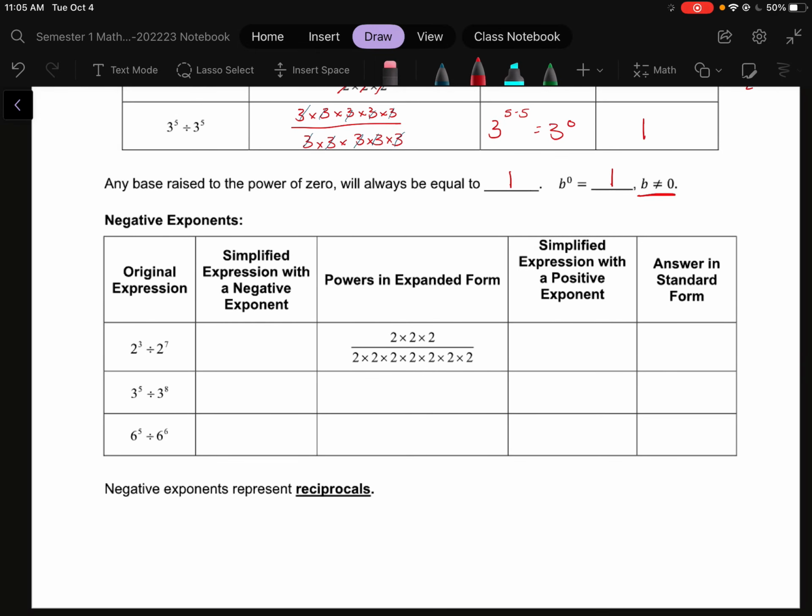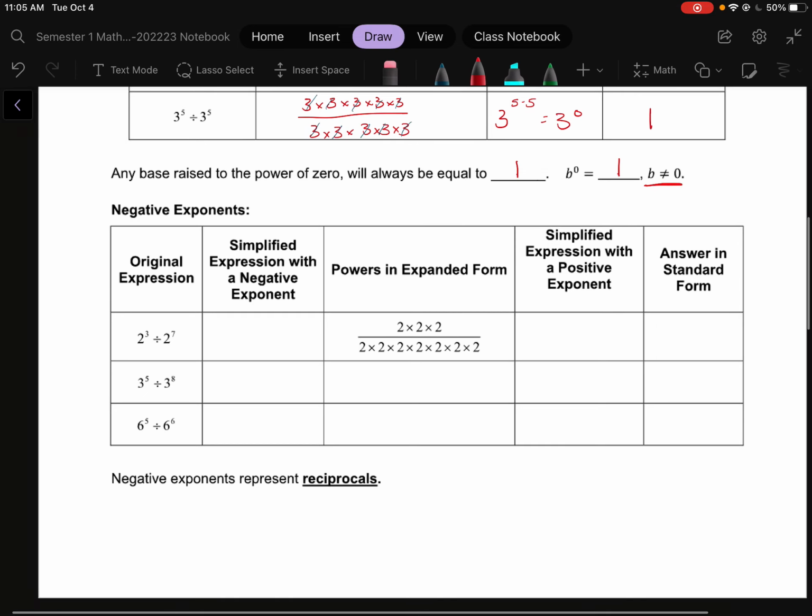So negative exponents is something we haven't looked at yet. This is what happens when we are usually dividing our fractions. So in this case here, we have our first example, 2 to the power of 3 divided by 2 to the power of 7. So if we were to write this in our simplified expression, it would be 2 to the power of 3 minus 7 because we are subtracting because it's division. And what would we get? 3 minus 7 would be 2 to the power of negative 4.